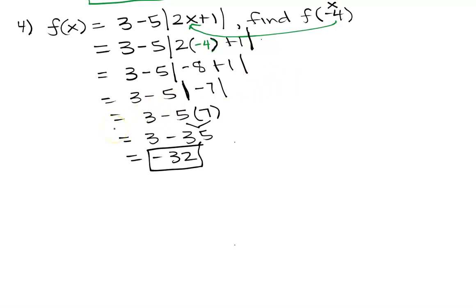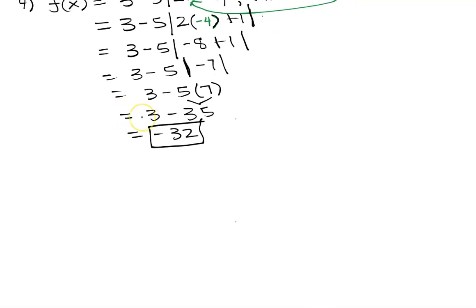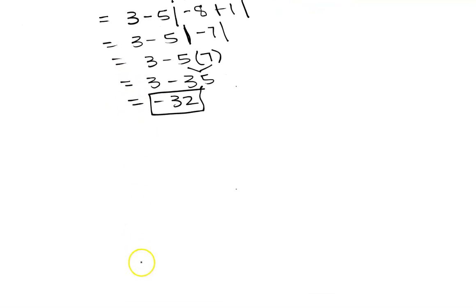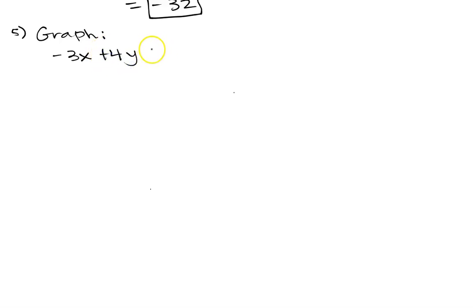Let's look at some problems where we're dealing with some graphing, lines, and slope and stuff like that. There was a lot of that on this one. So let's do, so it wants us to graph negative 3x plus 4y equals negative 12.